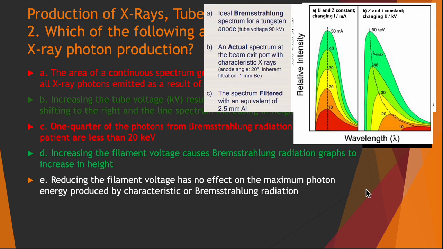Now, the fifth question: reducing the filament voltage has no effect on the maximum photon energy produced by characteristic or Bremsstrahlung radiation. The answer is again true, because filament voltage does not influence the photon energy in either characteristic or Bremsstrahlung radiation.